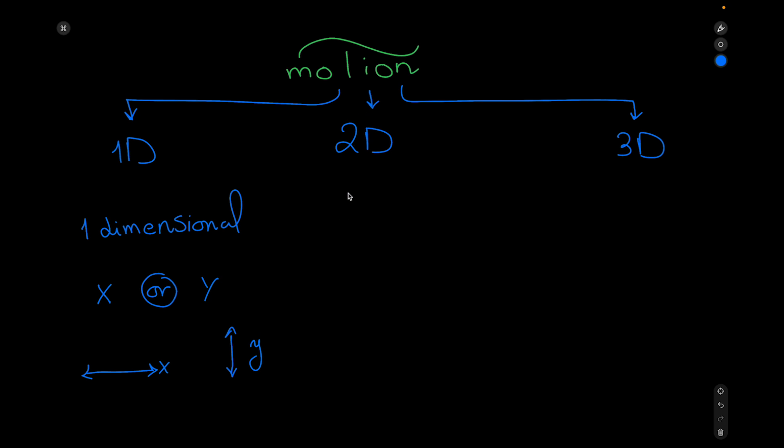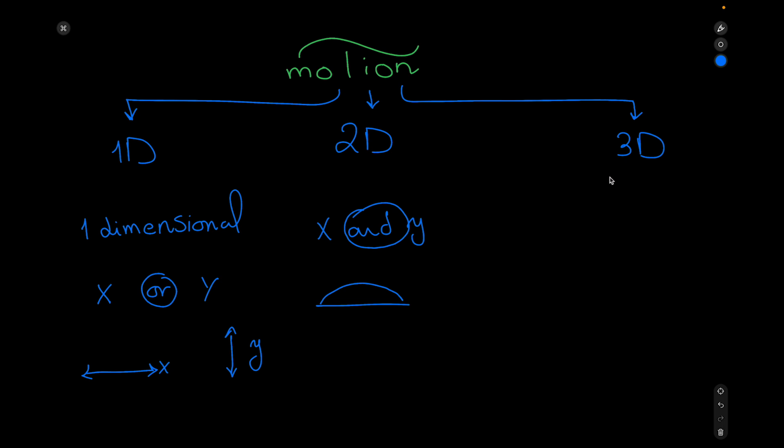What is 2D motion? 2D motion would be x and y together. So someone kicks a ball, it's going to move up and forward at the same exact time. So instead of x or y, it would be x and y. Both of them are happening in the exact same time.